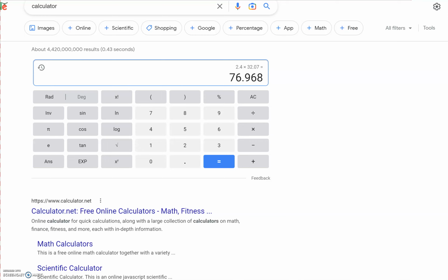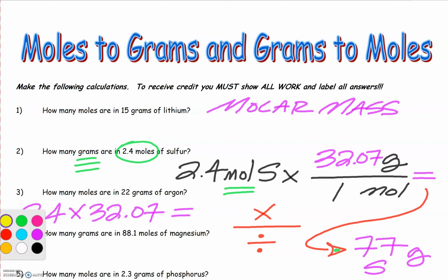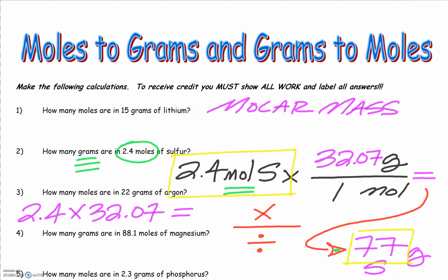76.968. So that's a lot of values, and 2.4 only had two significant figures or two values. So let's just go ahead and round that to 77, and that's going to be grams of sulfur. And so again, the rounding piece, whether you've talked about significant figures or not, I base it kind of on the values we have in the problem. There's only two numbers there, so this is a good way to round your answer and to keep it within a range that makes sense, not writing down the whole display.